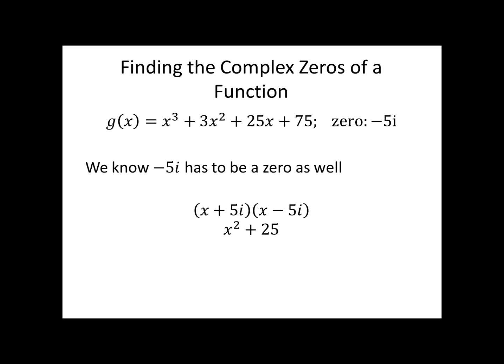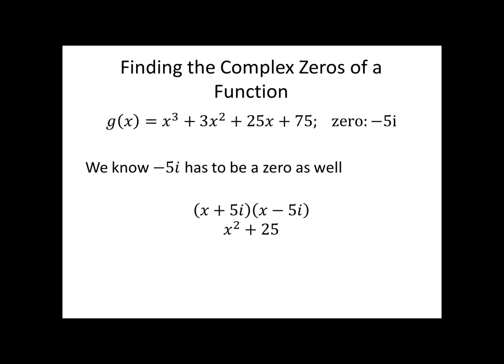They will give you a function and they'll tell you that some complex number is a 0. Well, if negative 5i is a 0, that's supposed to say plus 5i is a 0 as well. So, well, it's a typo. But since negative 5i is a 0, we need to know that the conjugate is also a 0.